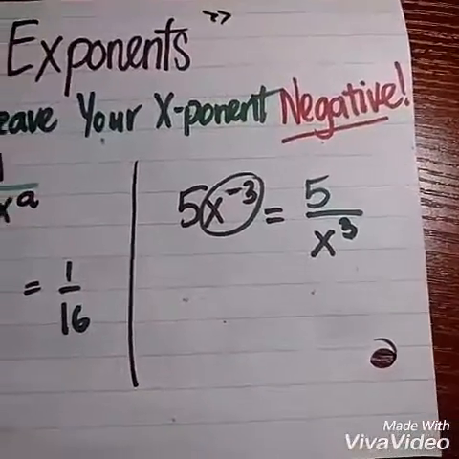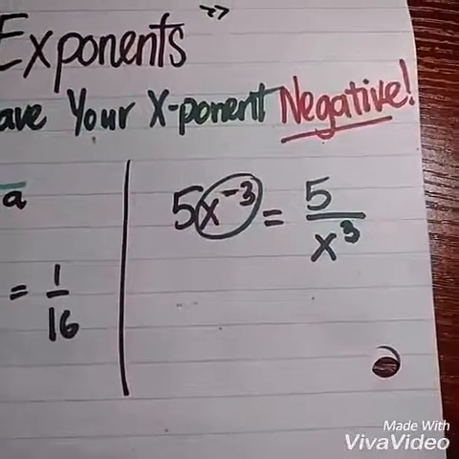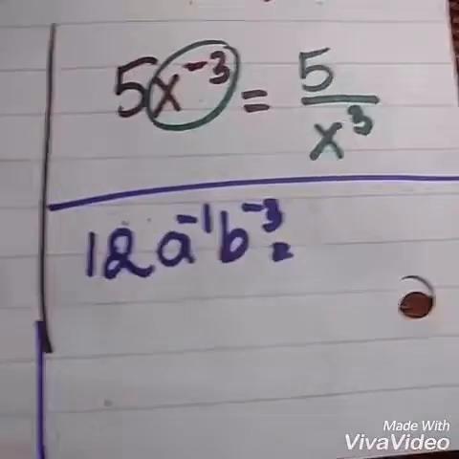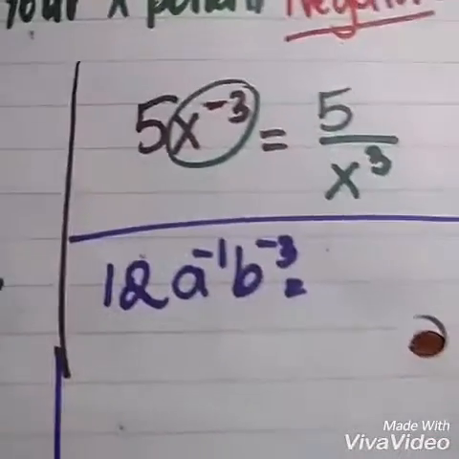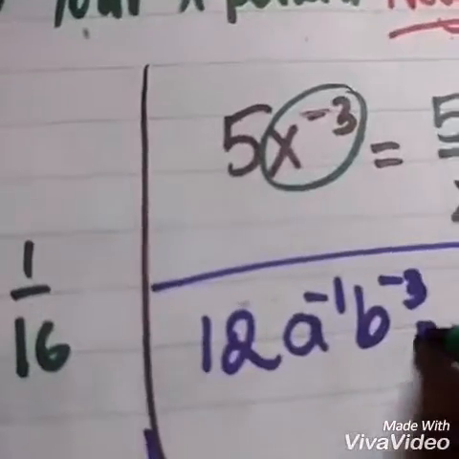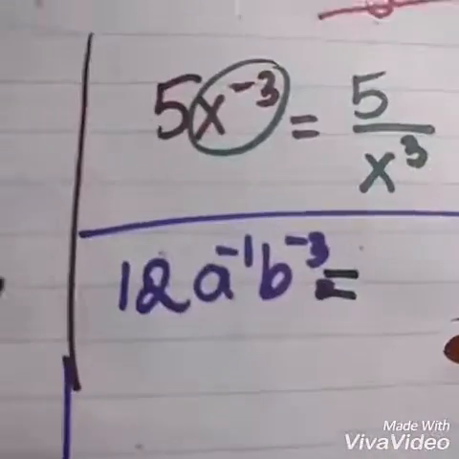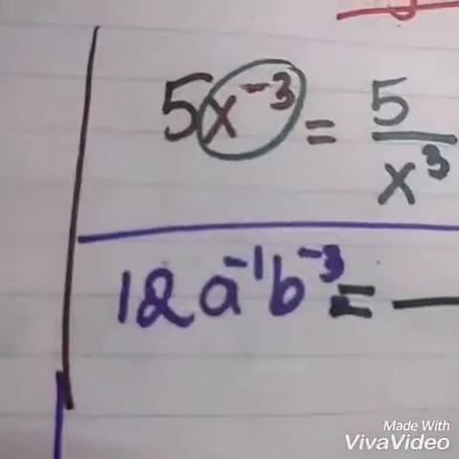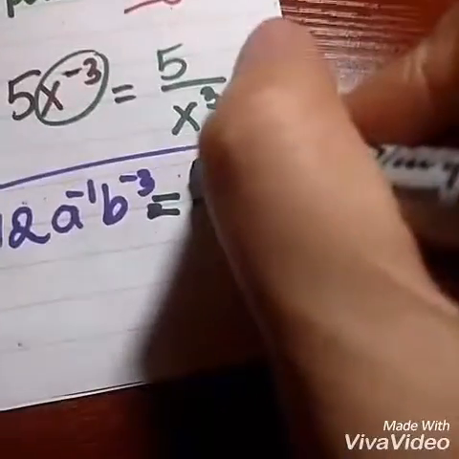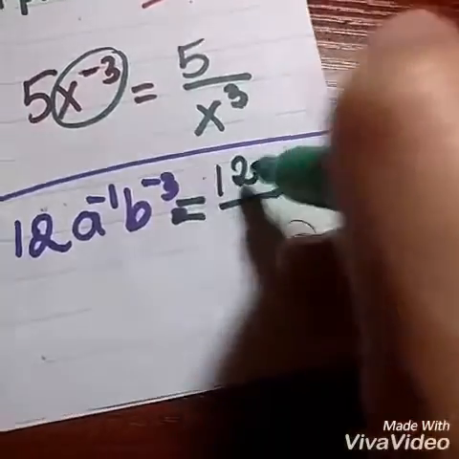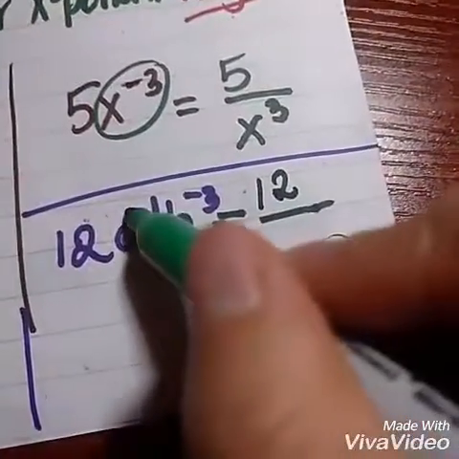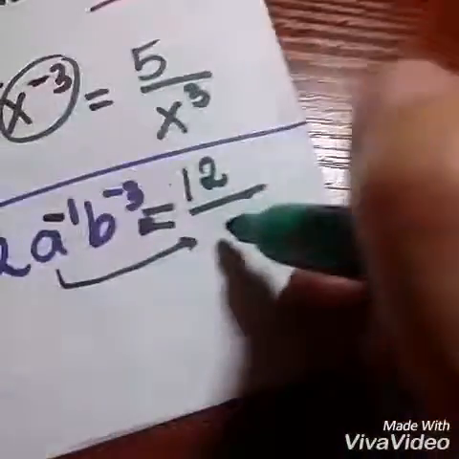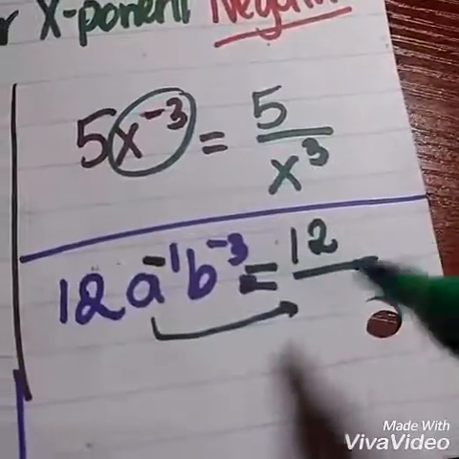What about when both of them are negative, like this example? Your final answer is 12, a to the negative 1 and b to the negative 3. Now, these 2 of them have to go. You see that? 12 is a number. The coefficient stays the same wherever it is, which is on the top, okay? Now, a to the negative 1, since it has the negative, we need to move it to the bottom, okay? This one becomes a to the power of 1.